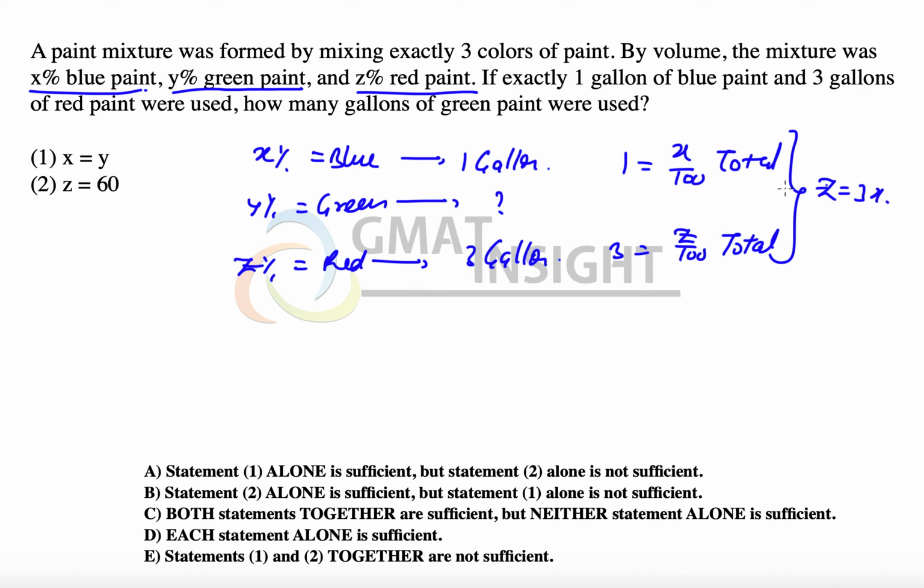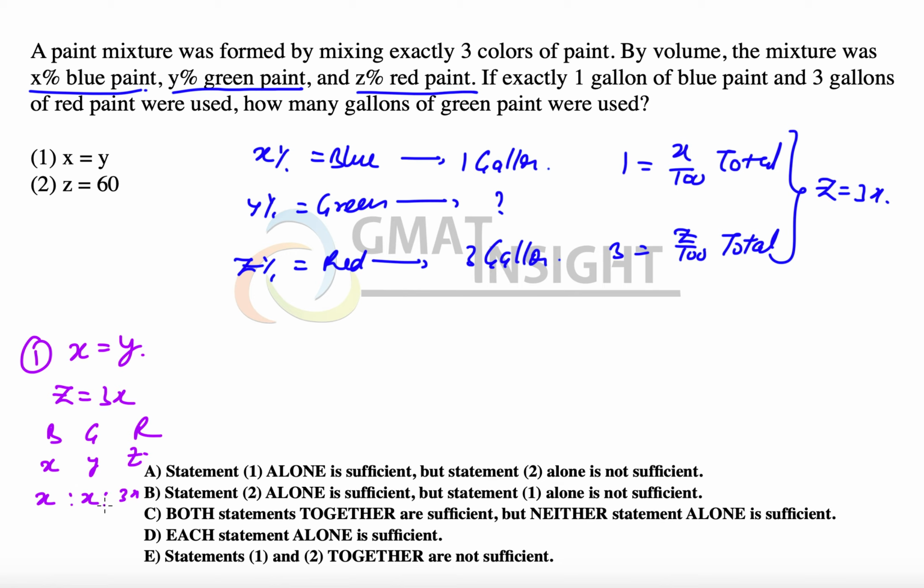Now all that we need to find out is the value of Y, and we need to find out the amount of Y. So let's quickly check. The first statement here says that X is equal to Y. Now that we know that X is equal to Y, and from the question stem we already know that Z is equal to 3x, we can say that the ratio of blue, green and red, which actually is X, Y, Z, is the same as X, X and Z is equal to 3x.